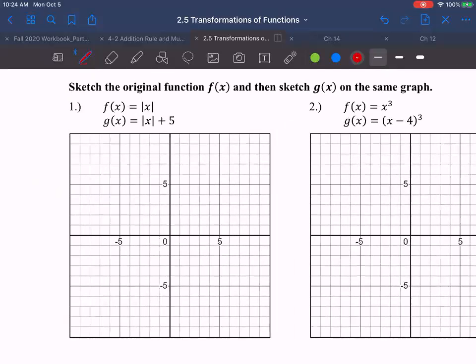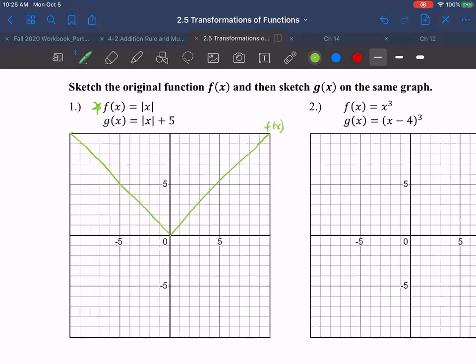f of x equals the absolute value of x. I'm going to do that one here in green, so I'll put a green star. So f of x will be in green, and that is simply this V-shaped graph like that. All right, there's f of x.